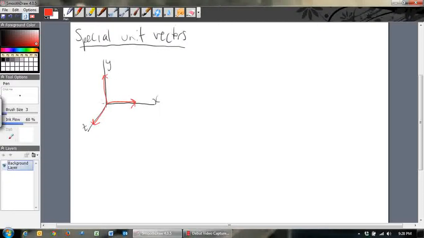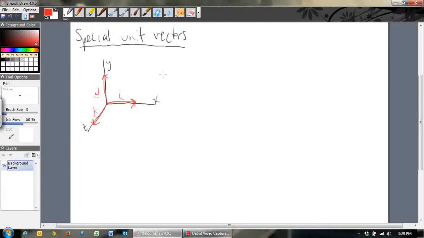The unit vector that goes along the x-axis, we give the name i. It's a vector of length 1, it's a unit vector. The vector that goes up along the y-axis in a vertical direction, we give the name j. And similarly, a unit vector in the direction of the z-axis we call k. And so this is how this works.